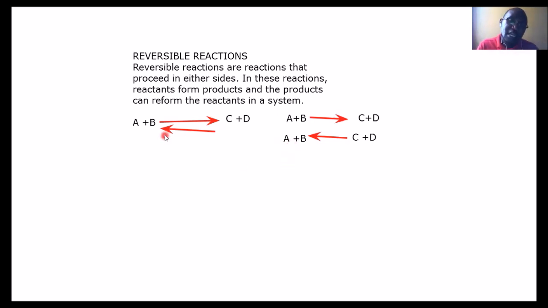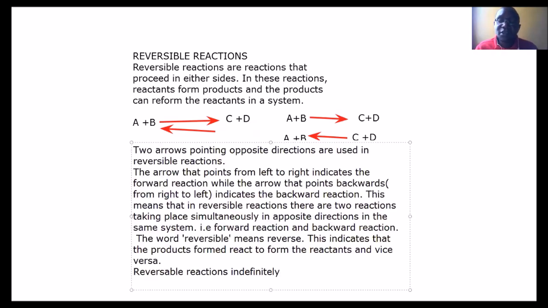So immediately the reaction starts, A and B will first of all form C and D. And when there is available C and D on the product side, then the backward reaction would start. And when it starts, the two opposite reactions will proceed simultaneously and they never reach completion. So unlike irreversible reactions, they never reach completion. They can continue indefinitely because at any given moment, there will be reactants on either side.